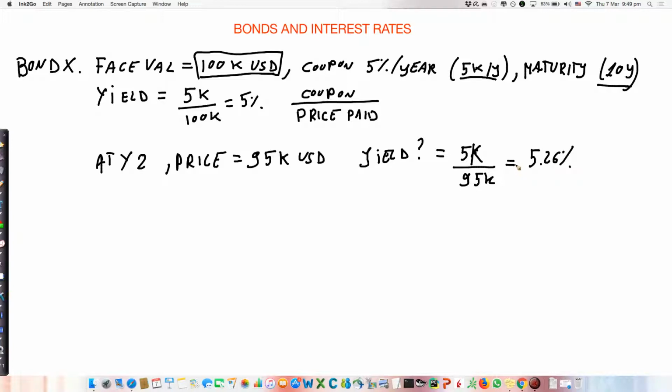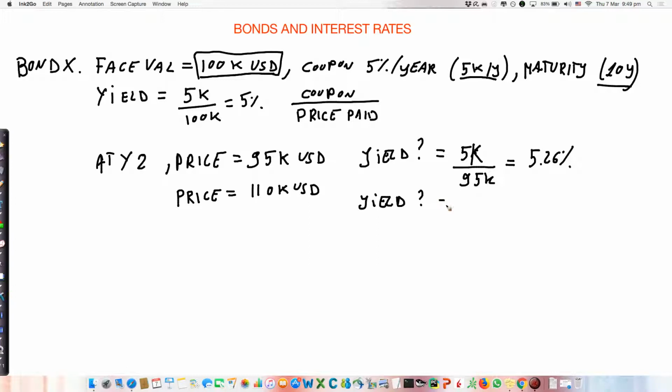So in other words, when the price drops, the yield increases. And this is similar for REITs. When the price drops and they pay the same amount of dividends, then the yield increases. What if, for example, the price increases? For example, let's say the price goes to 110k USD, so you have to pay at a premium.